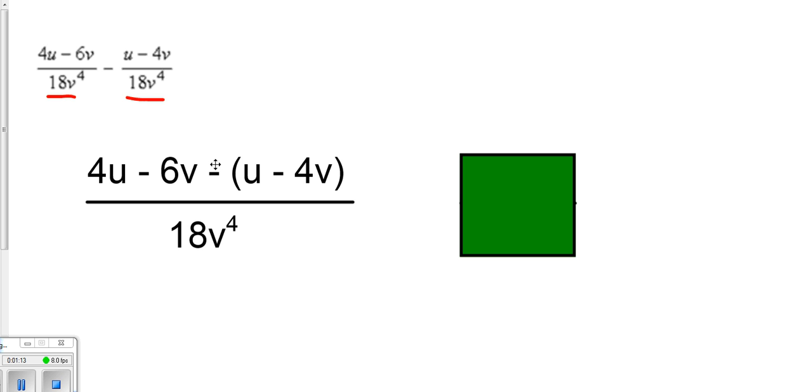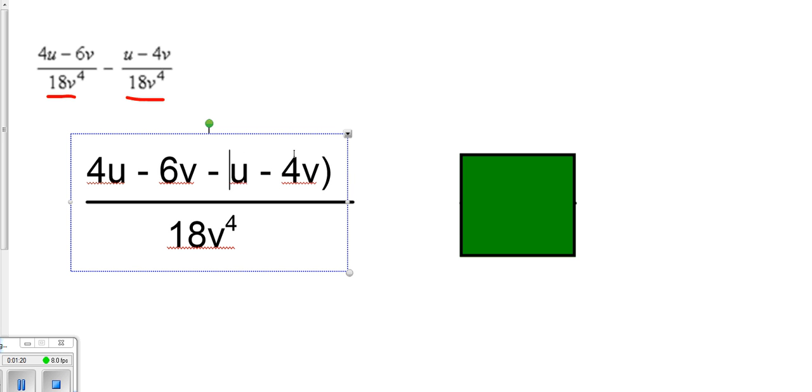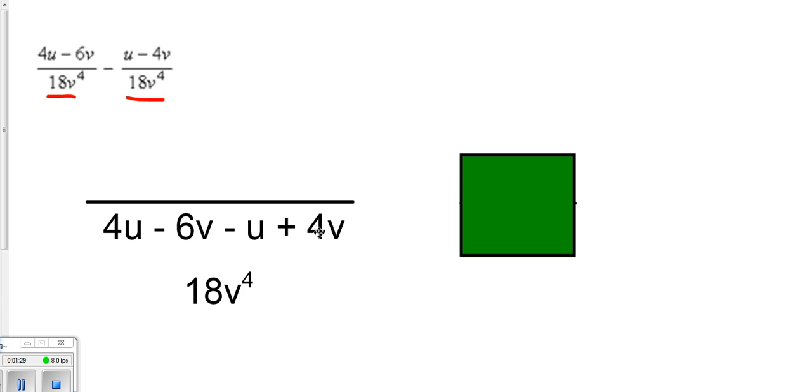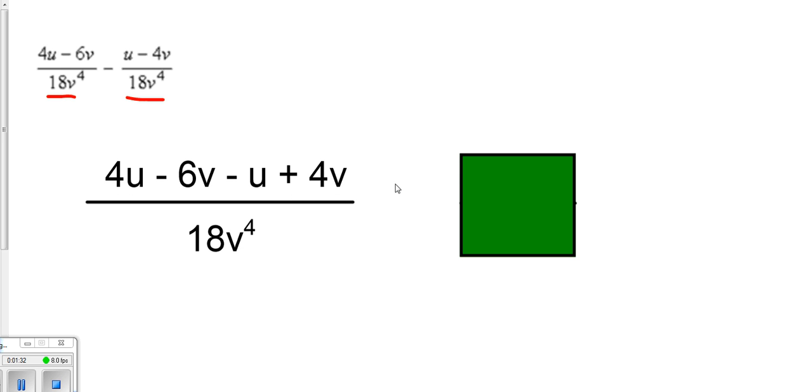This is what it meant before by distributing this negative. Minus a positive u means minus u. When you minus a negative 4v, it actually means adding 4v. So this is what our rational expression should actually look like. 4u minus 6v minus u, or just 1u, plus 4v. That's going to be our numerator over 18v to the fourth.